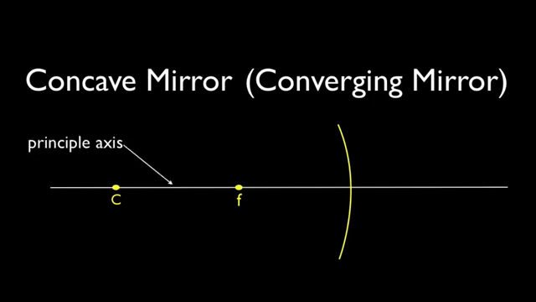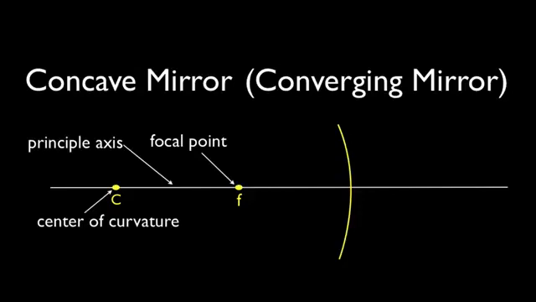The first one is this white horizontal line that runs through the center of the mirror. We call that the principal axis. We have the point C, the center of curvature. We have the point F, the focal point, and the focal point is at a distance we call the focal length from the mirror. C is the center of curvature.